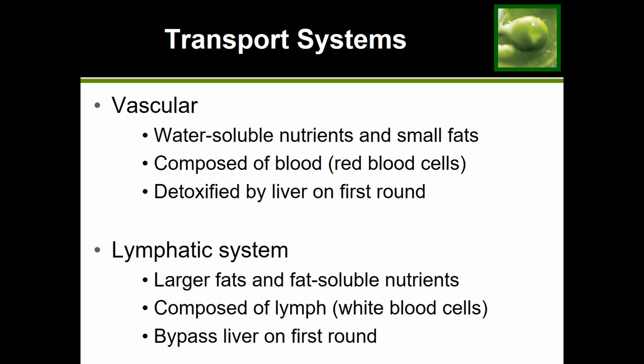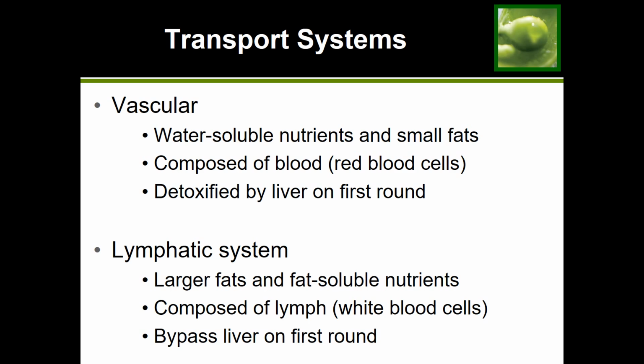And before we take a look at these two different systems, I just want you all to know the differences between them. The main difference is what each one is responsible for transporting. The vascular system is going to be what transports our water-soluble nutrients and some small fats. But the main one that's going to be responsible for fat transport is going to be the lymphatic system. It's going to take our fat-soluble nutrients and our large fats.